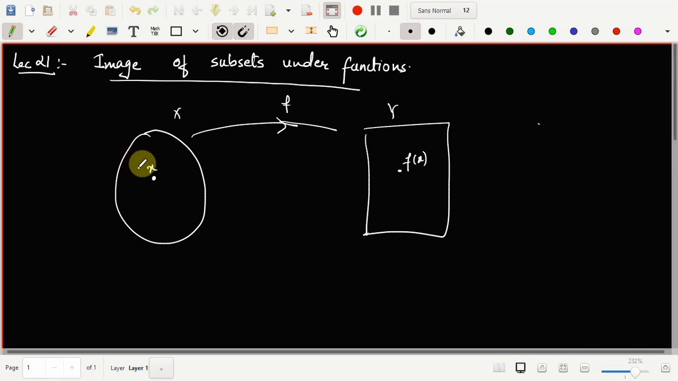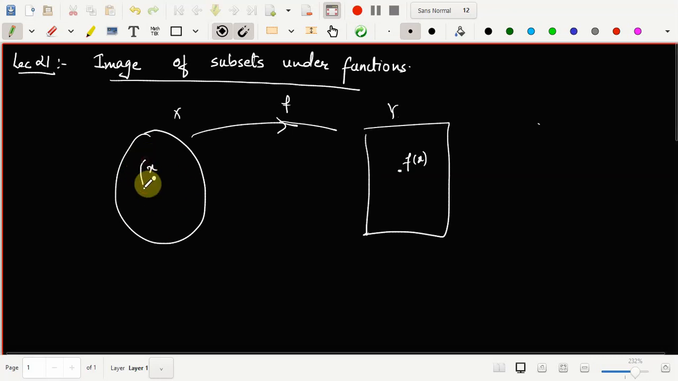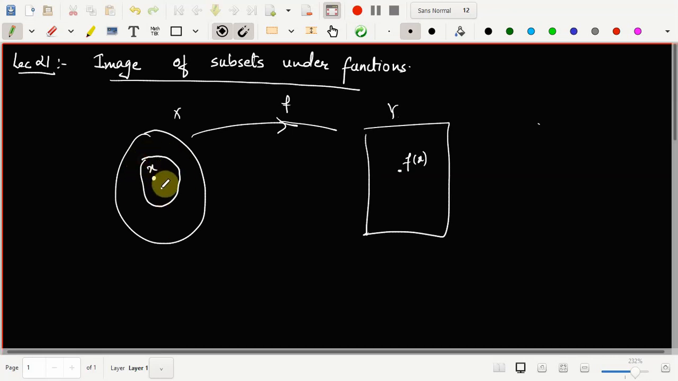Okay, so now instead of talking about the image of one point, we talk about the image of a subset under this function. By definition, the image of this subset is nothing but the set of all the images of elements of this set A. So for every subset of X, we have an image of that subset under this function f. So we call it the image of that set under f.